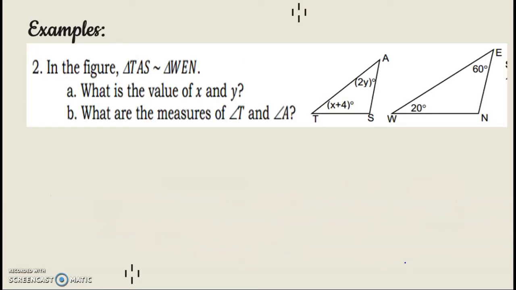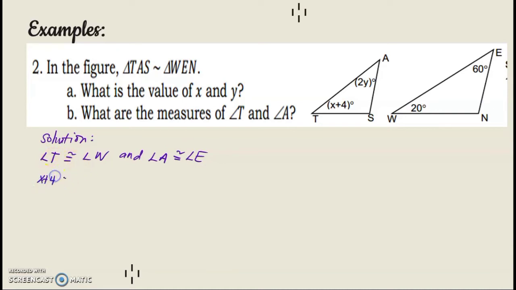Next, number 2. So, in the figure, triangle TAS is similar to triangle WEN. So, what is the value of x and y? So, what are the measures of angle P and angle A? So, una, since similar sila, so, ibig sabihin, solution. Si angle P is congruent to angle W. Tama? And then, itong si angle A is congruent to angle E. Tama ba? Okay. So, ibig sabihin, ito muna tayo.